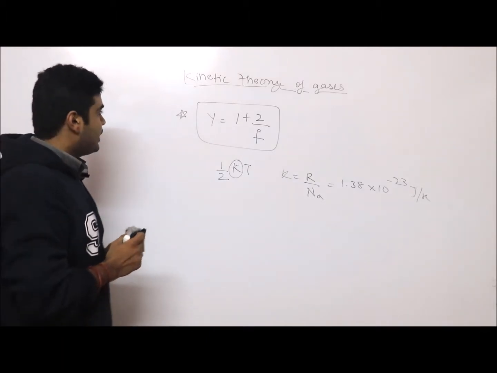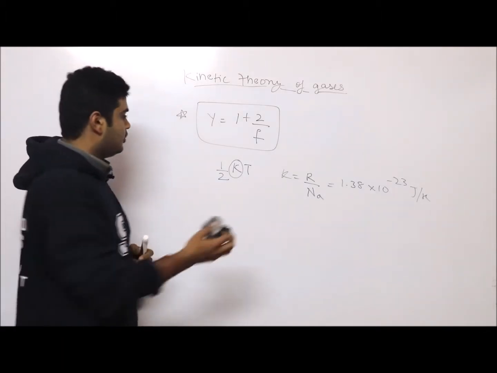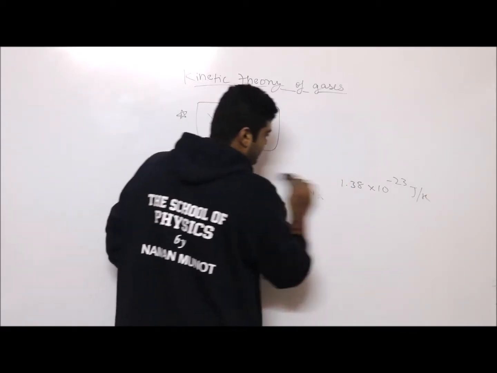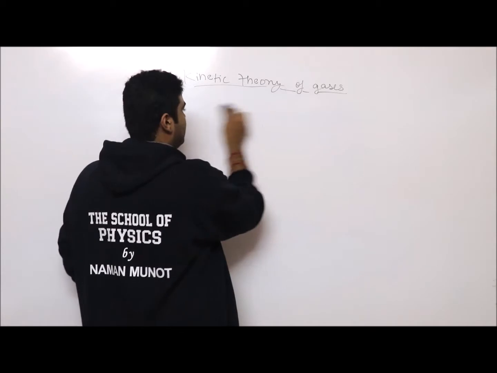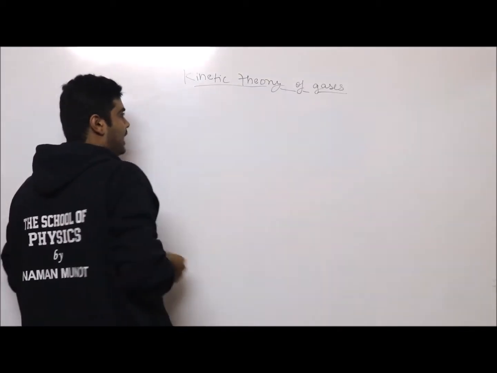Then I want to tell you about the mixture of gases. Suppose we have a mixture of gases. So how will we calculate gamma for a mixture of gases?